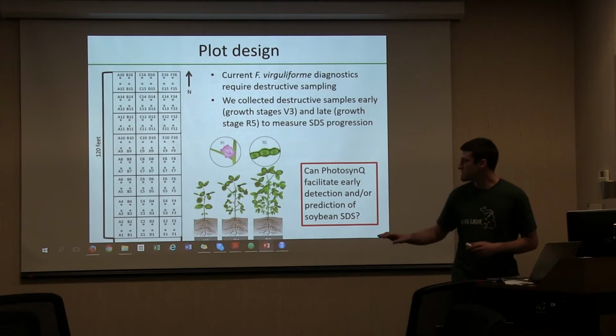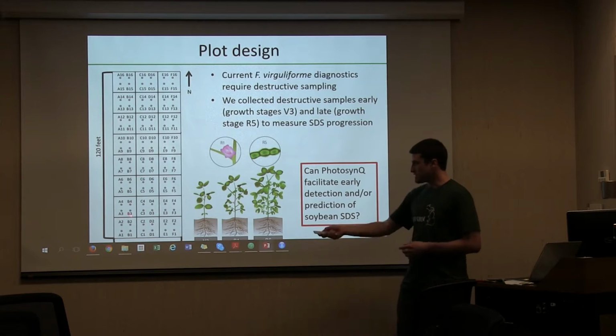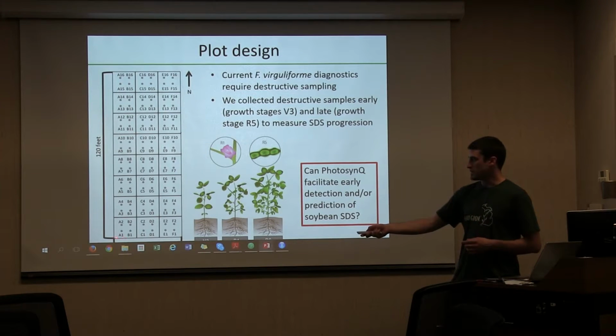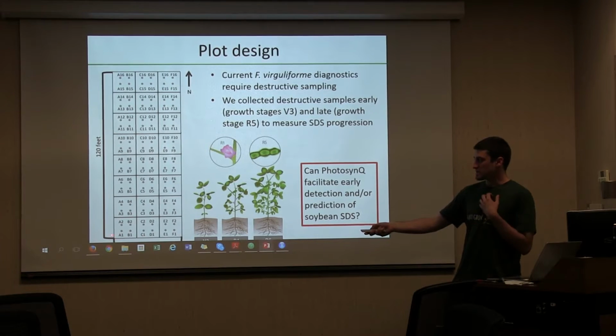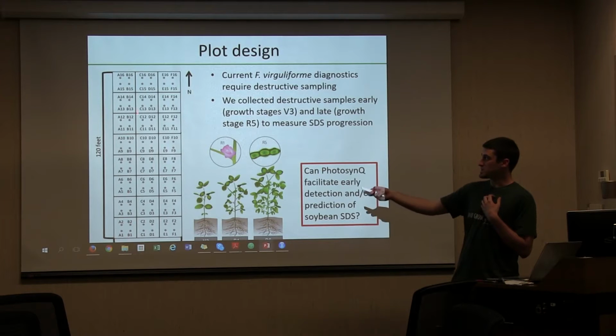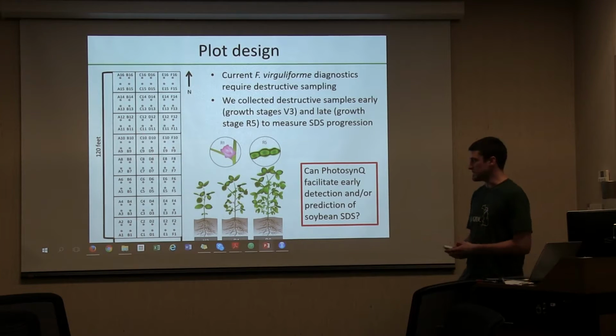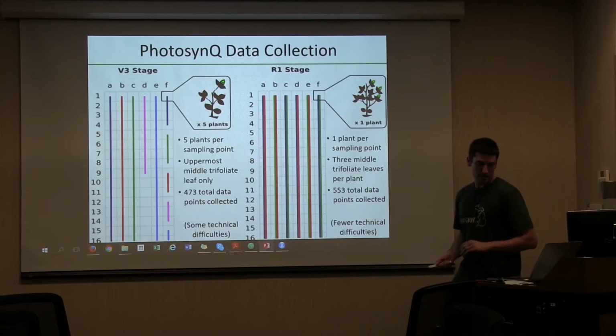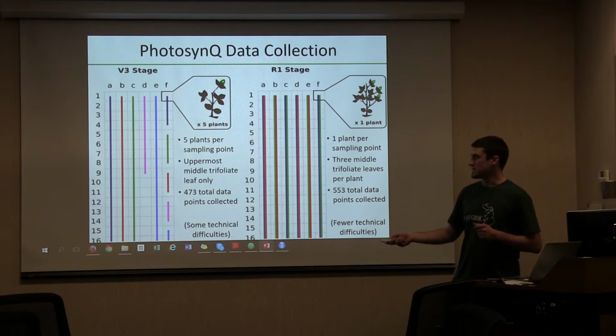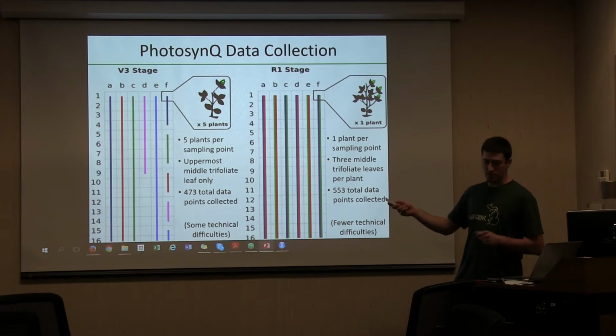We did a grid sampling design where each box here is a 4-row plot, and I took destructive samples from the outside rows. I lettered those A and B, the outside rows of this first plot, and we took 16 of those, so a grid sample design. The PhotosynQ crew came behind us and did a very similar technique using up to 5 devices at growth stage V3.